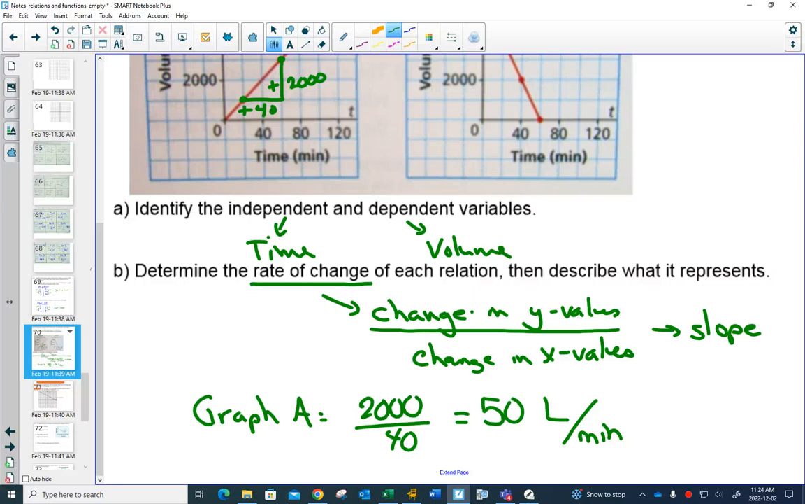Ooh, that'd be a good question to Google. How fast does water come out of your tap in liters per minute? There's probably somewhere on the internet that tells you. Someone's going to Google it.